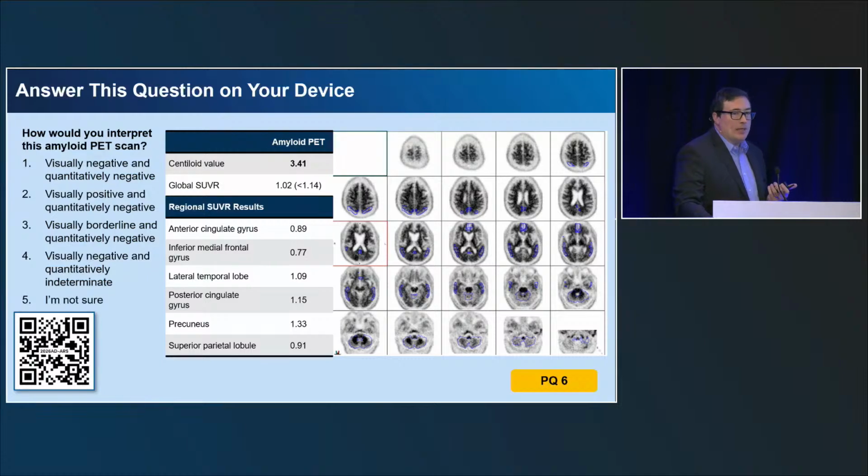Visually negative and quantitatively negative? Visually positive and quantitatively negative? Visually borderline and quantitatively negative? Or visually negative and quantitatively indeterminate? Or the fallback, I'm not sure.